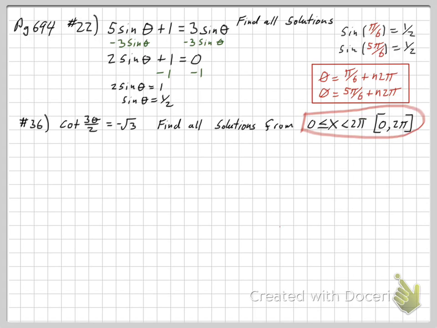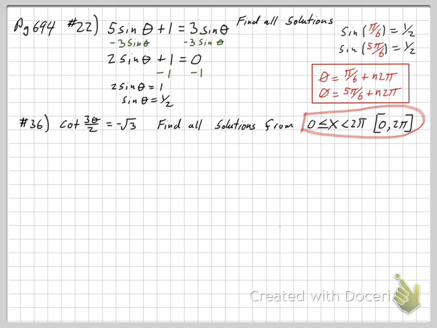Okay, last one. This one's a little bit different. They don't want all solutions. They just want all the solutions in one cycle. Okay, so how is this going to work? Kind of the same way. I need to isolate the trigonometric function with identity or algebra or something like this.